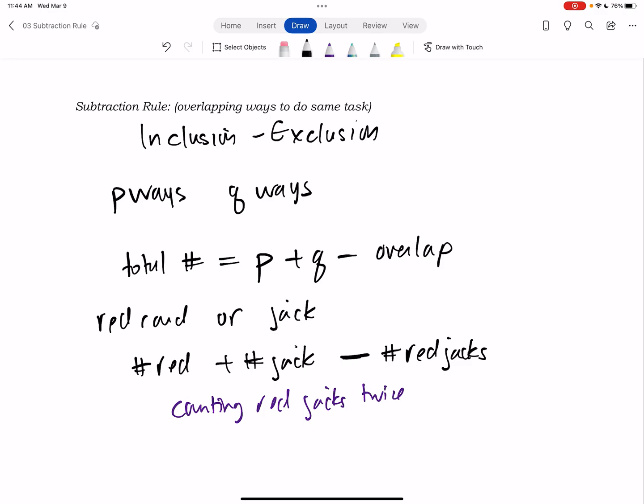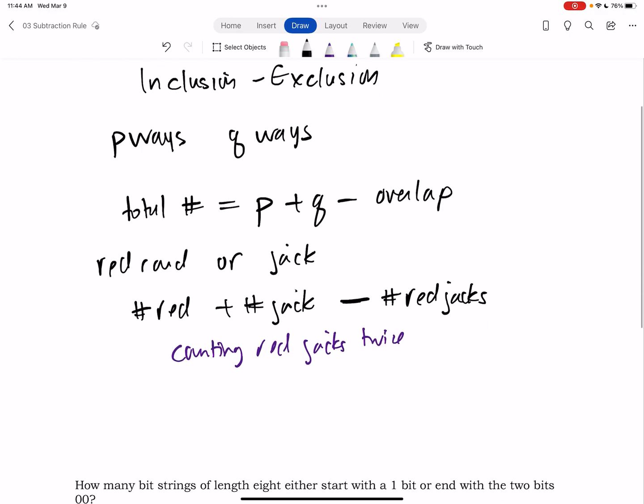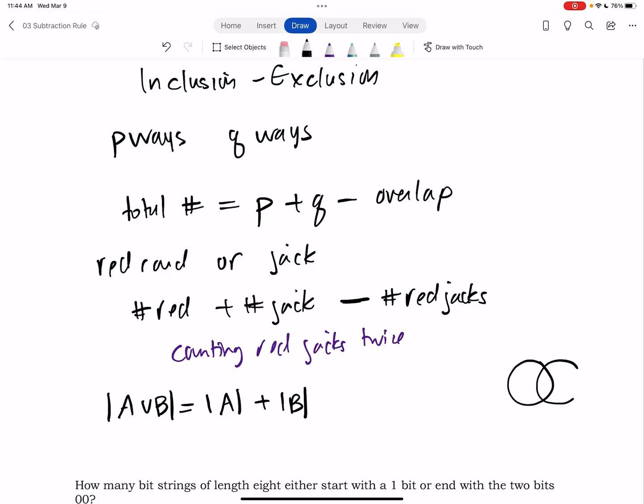So it's kind of like when you think about a cardinality of a set. The cardinality of A union B is going to be the cardinality of A plus the cardinality of B. But if they had overlap, then you're counting the stuff inside this part twice, in A and B. So you subtract their intersection where they overlap.